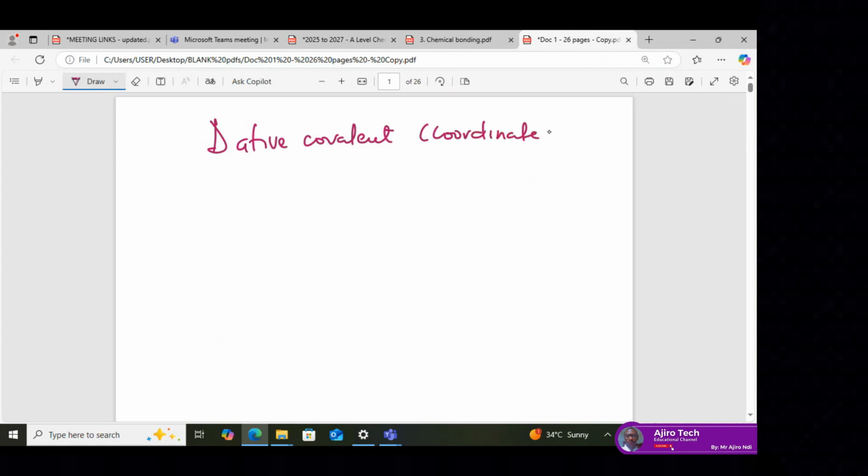or coordinate bonding, what are we doing? It's like a normal covalent bond, only that one person brought the 2 electrons that are shared. The other guy just shared, didn't bring any. The simplest compound I'll give you is this one. Look at this.